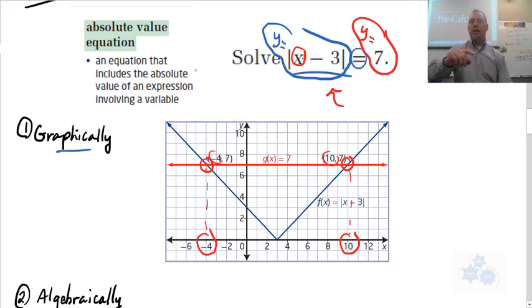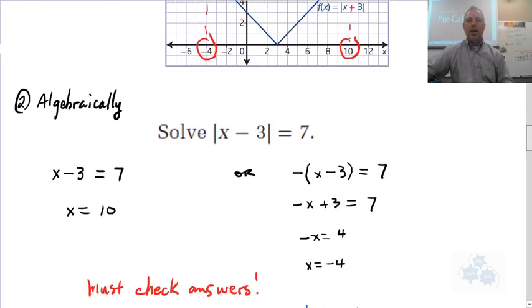You may have to look to see how to use your graphing calculator to find intersection points if you need to do that. You can look that up, graphing calculator tips, or in the lessons if you need to know how to do that. I'm not going to go over that right now.